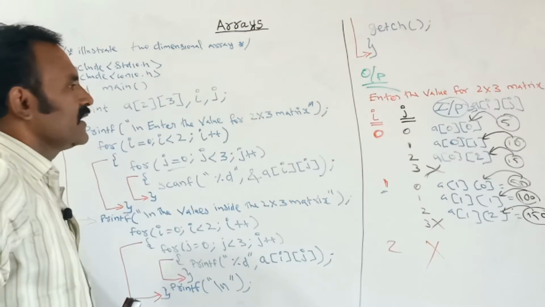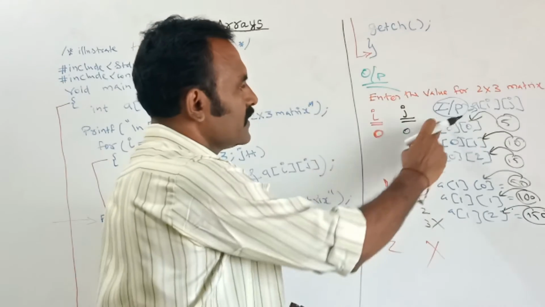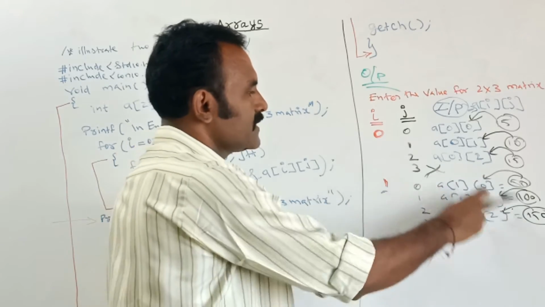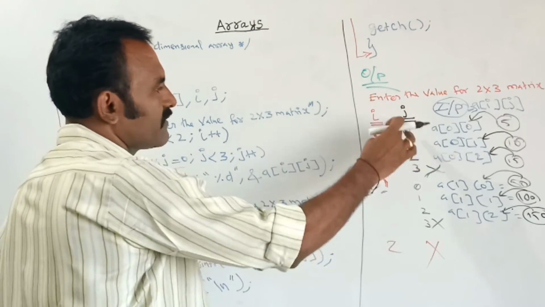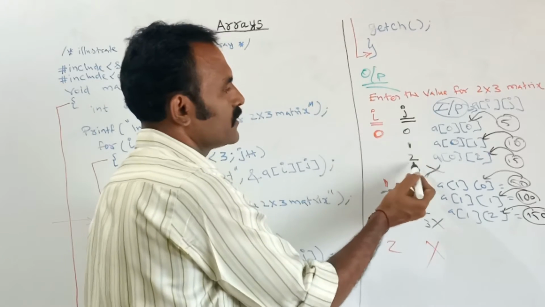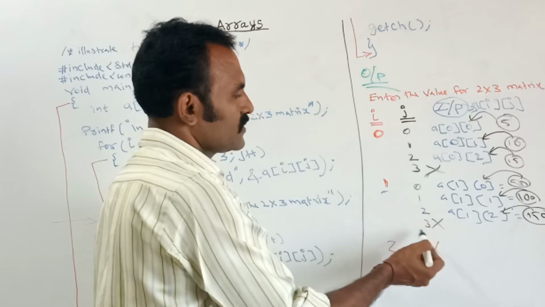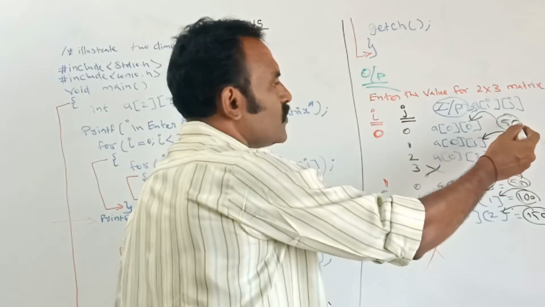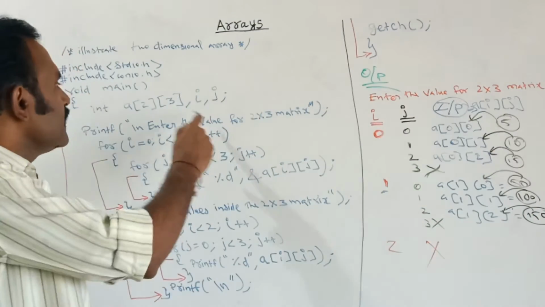The first loop is used for, otherwise we can say, the row. At the 0th row, 3 values we have stored. At the first row, the next 3 values we have stored. These are all columns. The jth value is otherwise known as column. Here 0th row, 0th column, 0th row, first column, 0th row, second column. Similarly, first row, 0th column, first row, first column, first row, second column, and so on. Totally how many elements have we stored? Here 3, here 3. Totally 6 elements we have stored in the 2 cross 3 matrix.